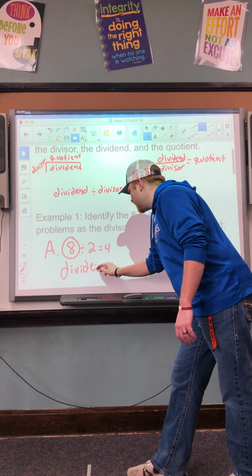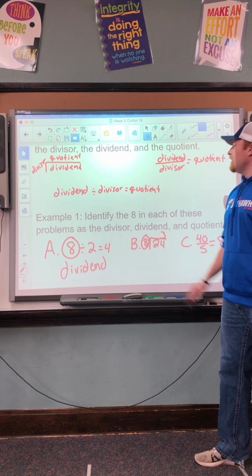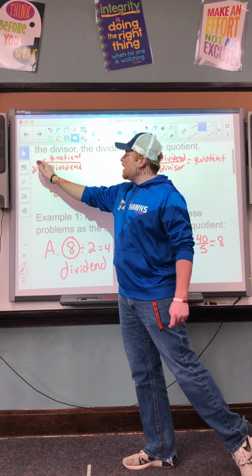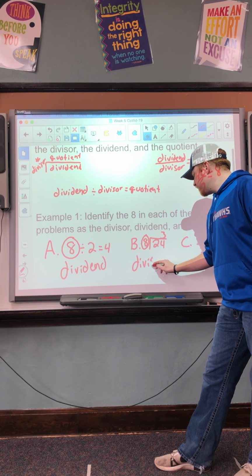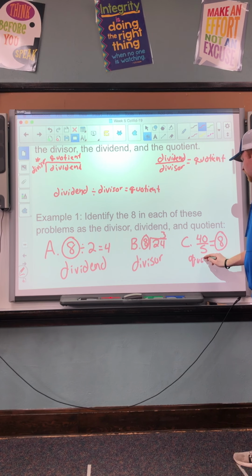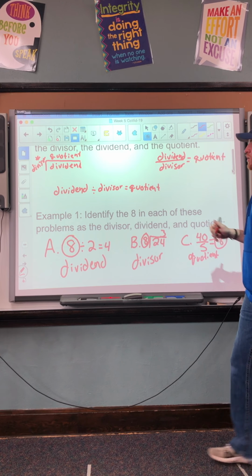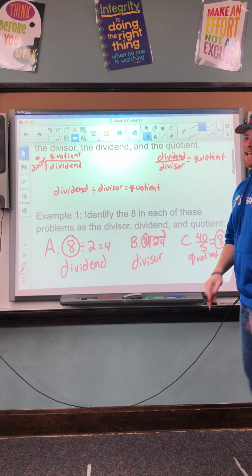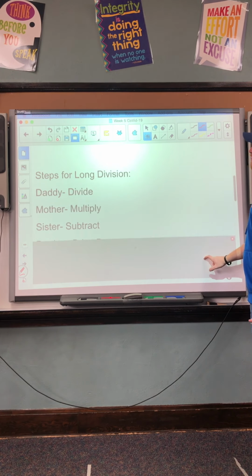Sorry, my spelling. Dividend. Okay, letter B, find the 8 again. It's on the outside, so now find where that's at, and that's right here. So that's the divisor. And then the 8 in this problem is the answer, which we call in a division problem the quotient. If you're writing notes, I would write down those examples, so you know what each number represents in a division problem.